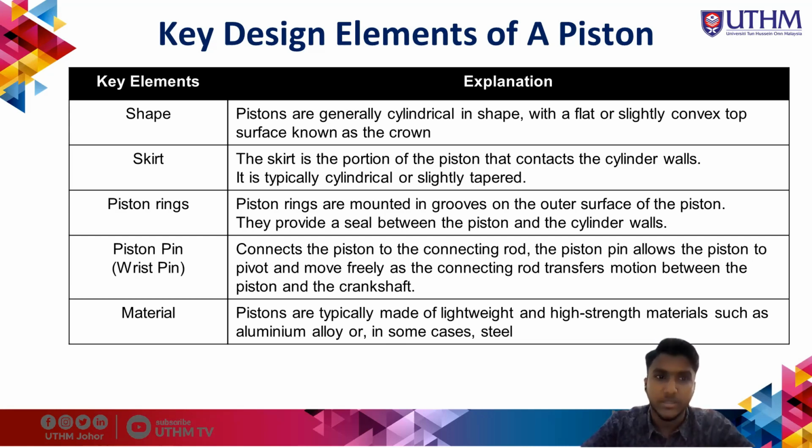Next, the piston pin, or in some places called the wrist pin. It connects the piston to the connecting rod. The piston pin allows the rod to pivot and move freely as the connecting rod transfers motion between the piston and the crankshaft. And the next is material. Pistons are typically made of lightweight and high-strength material, such as aluminium alloy, or in some cases, metal.